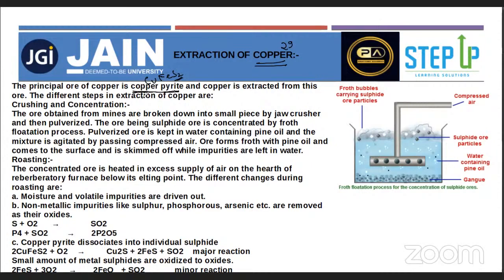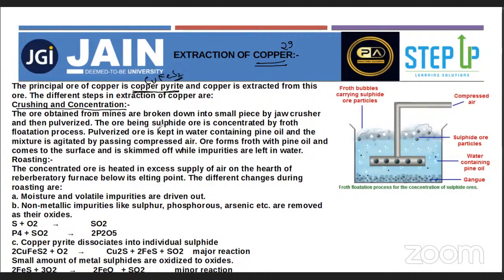The steps are all metallurgy steps. First we do crushing and concentration. Crushing means we break the ore into smaller pieces, and concentration means we try to clean it. The ore obtained from the mines is broken into small pieces by a jaw crusher and then pulverized. High pressure water is passed through it so that it can separate any lighter weight impurities.